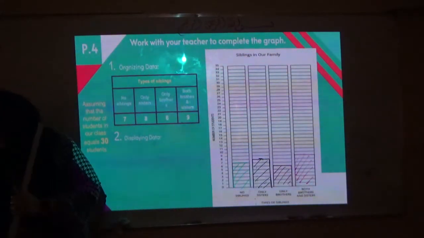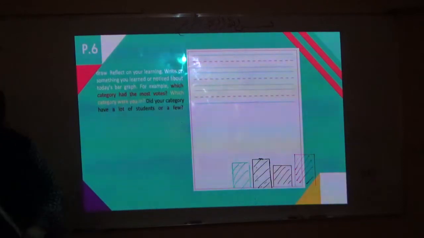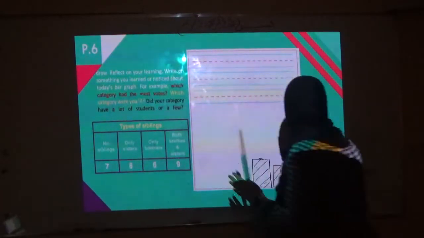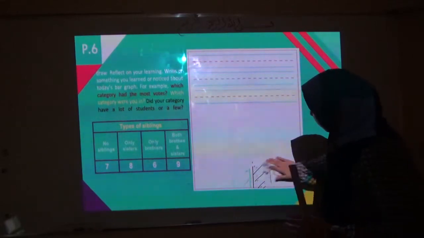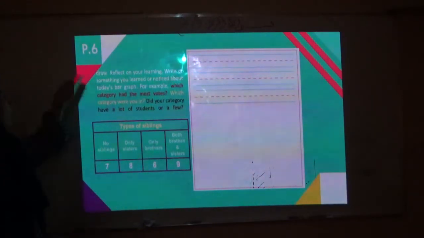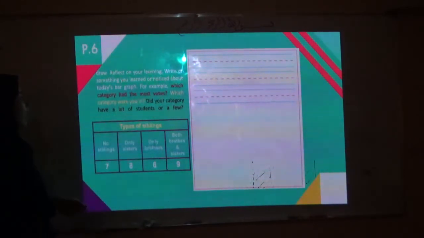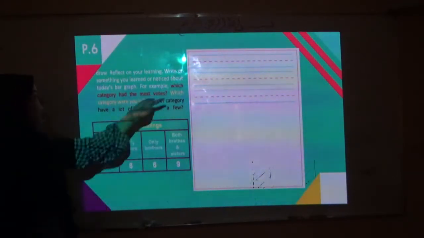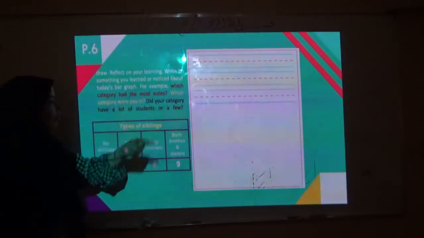Let's go to our next exercise. Please open page number 6 in your book. And of course, it's related to our graph that we just drew. Write or draw something you learned or noticed about today's bar graph. For example, which category had the most votes? Which category were you in? Did your category have a lot of students or few?